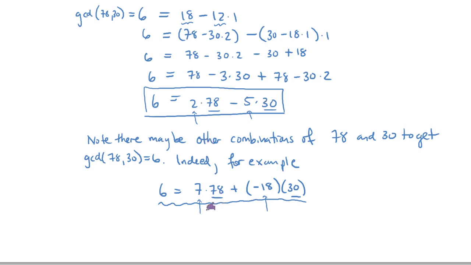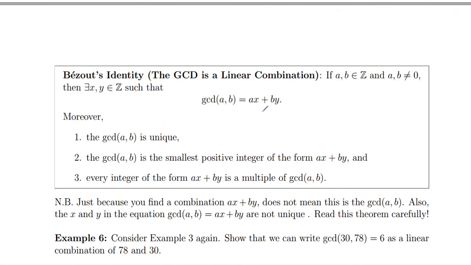So looking at Bézout's theorem, it's not saying that this x and the y are actually unique. It's just saying that they exist. And that turns out to be really useful. We will use this fact to prove several things in the next lecture, actually. But keep in mind the GCD is always unique. That's a unique number.